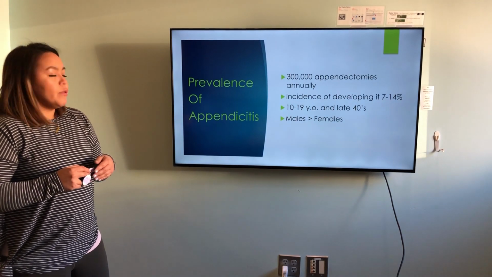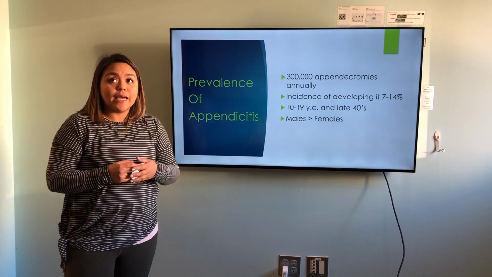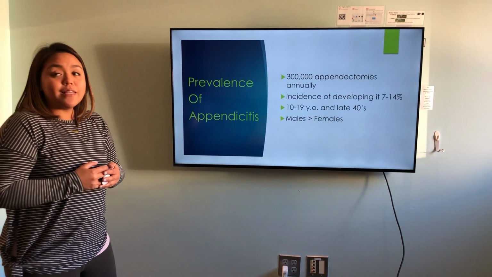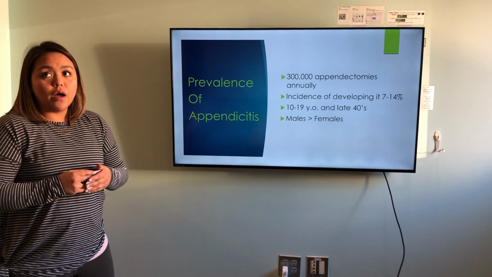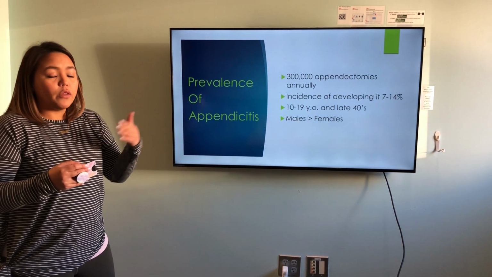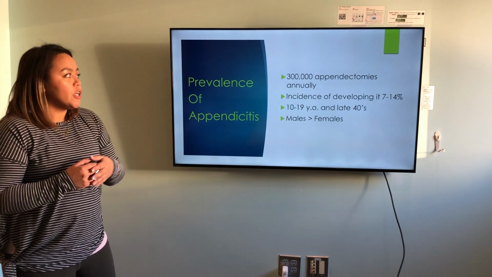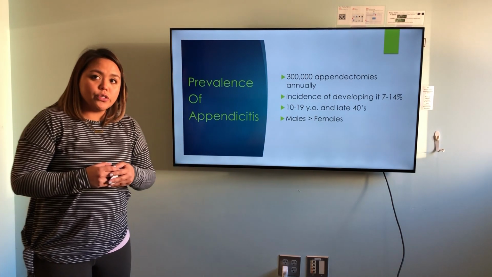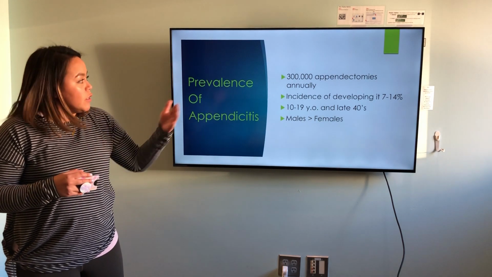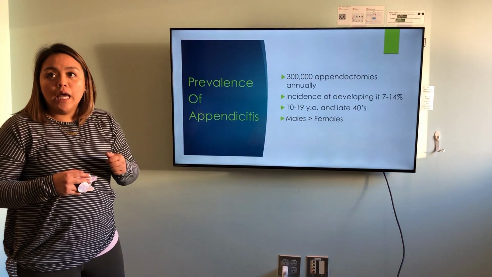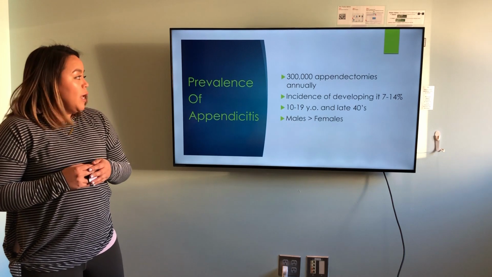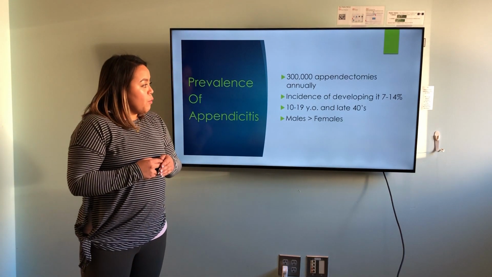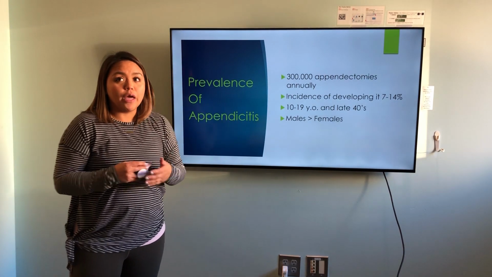Next, I want to talk about the prevalence of appendicitis. There are about 300,000 appendectomies that happen annually in the United States. It usually occurs between the late teenage years, 10 to 19-year-olds, and late 40-year-olds. And it also mostly occurs in males than in females.